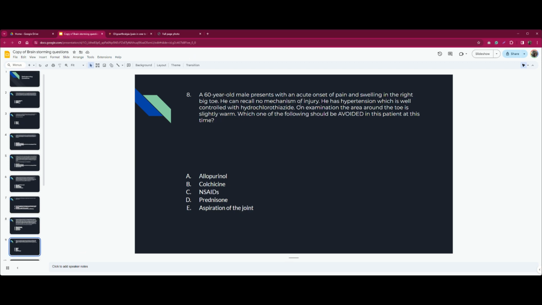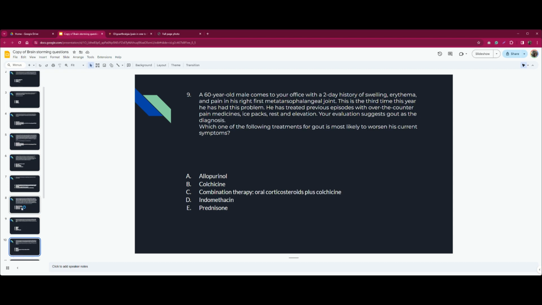Question number 8. A 60-year-old with acute pain and swelling in the right big toe. He can recall no mechanism of injury. He has hypertension which is well controlled with hydrochlorothiazide. On examination, the area on the toe is slightly warm. Which of the following should be avoided in this patient at this time? Allopurinol, colchicine, NSAIDs, prednisone, or aspiration of the joint?